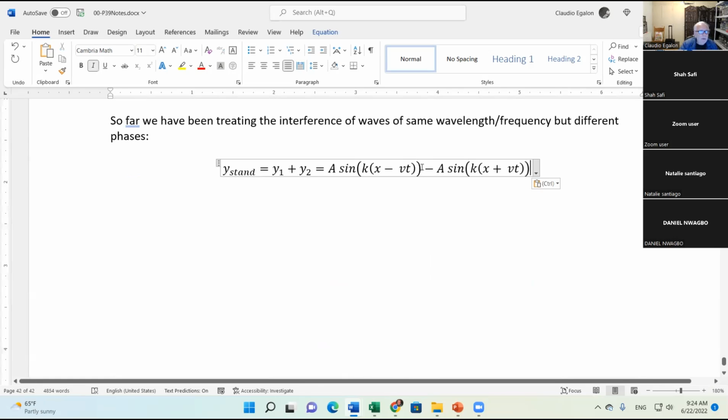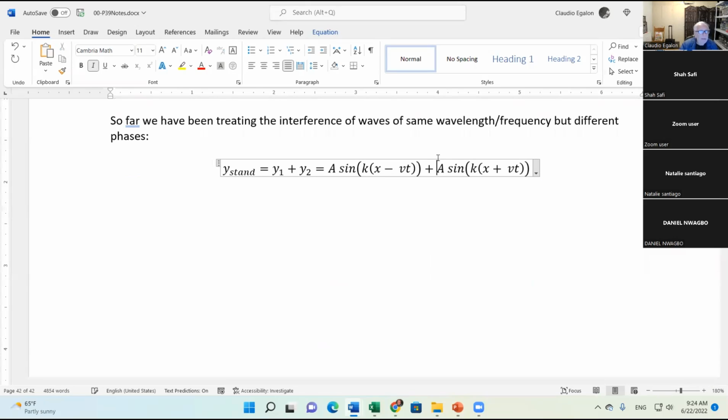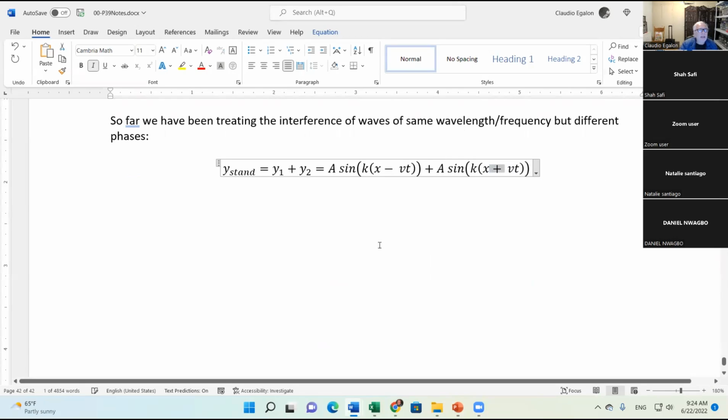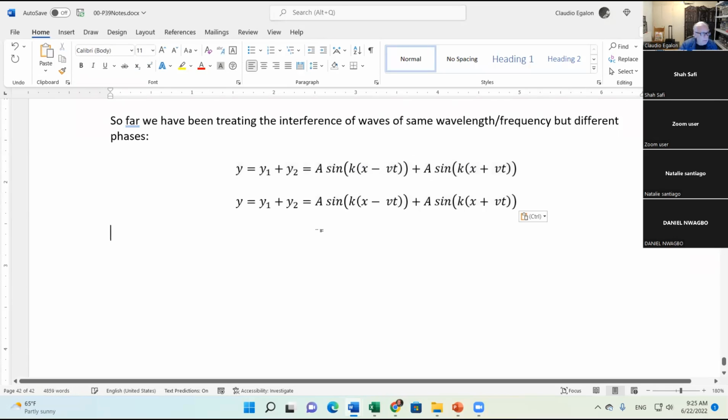That's the type of wave. Let's put a plus here because we have been. This minus sign here implies a different phase, okay? We also did this other type of interference.